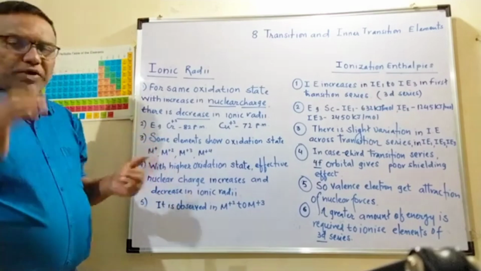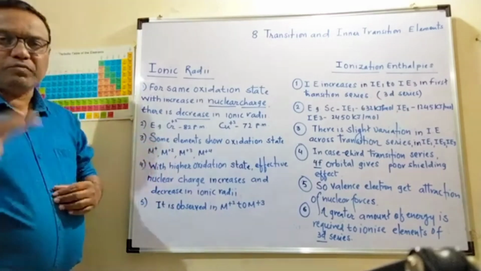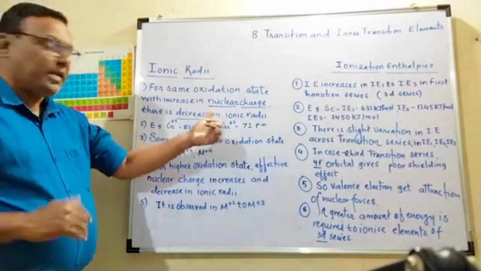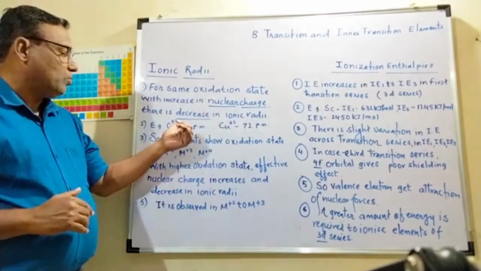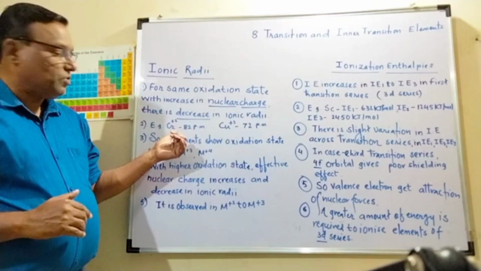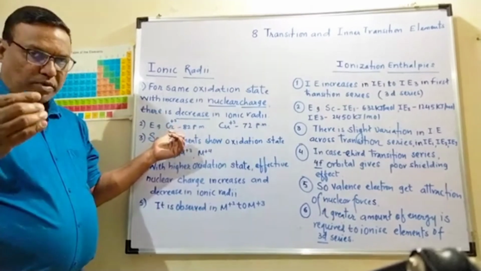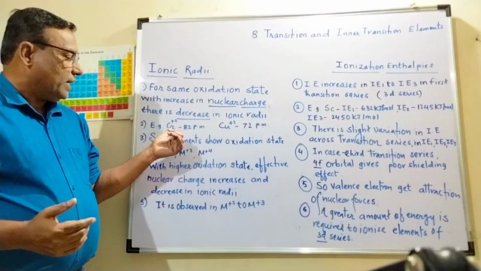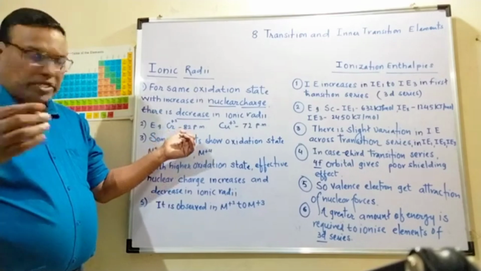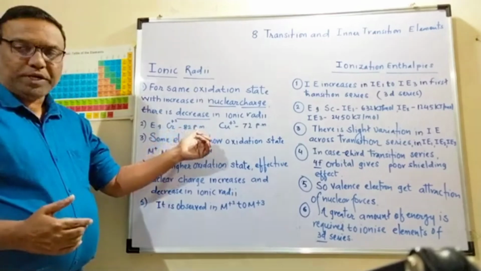Point number first. When there is a decrease in ionic radii, we are going to give some examples. For example, chromium plus 2, chromium having plus 2 charge. At that time the ionic radii of chromium measures near about 82 picometer.